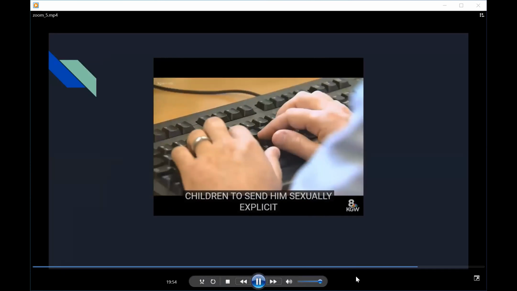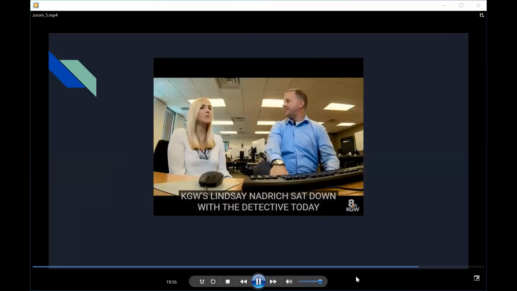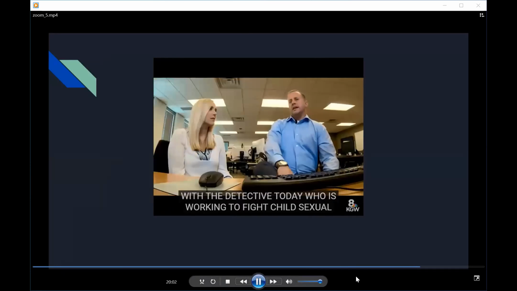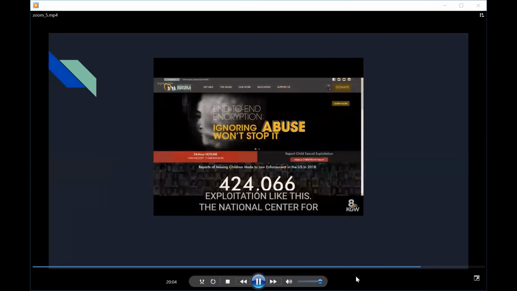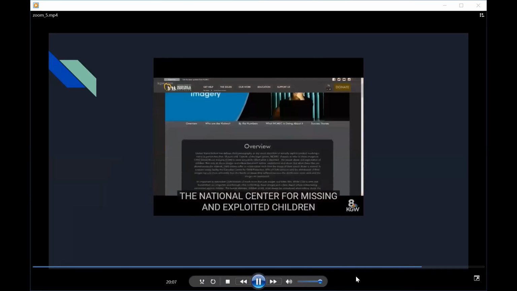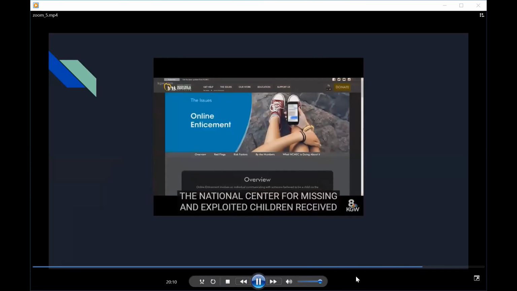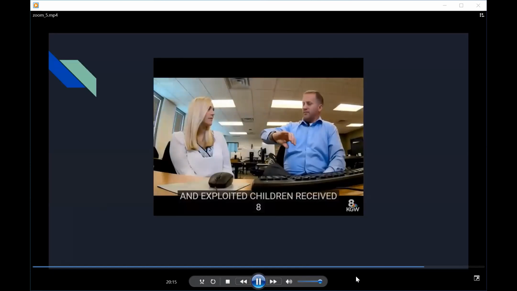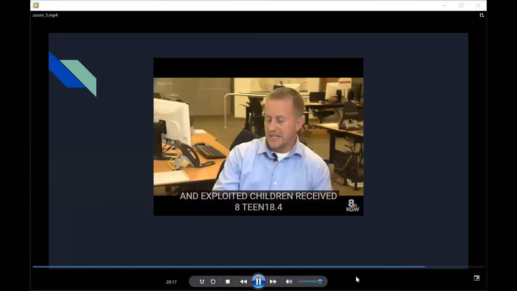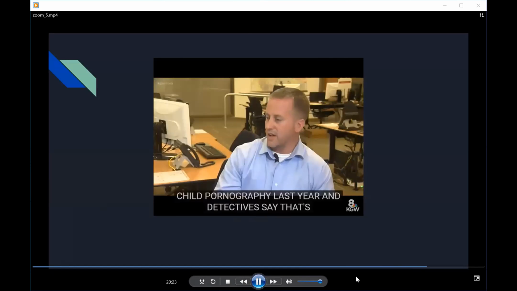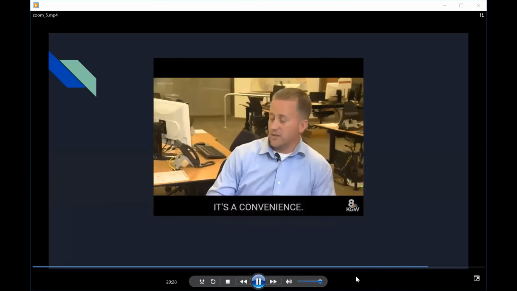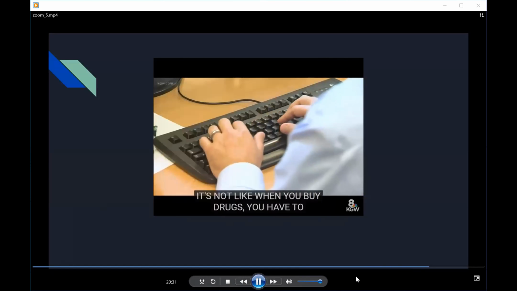The number of child porn images online is horrific. Is it more prevalent than it ever has been? Oh, yeah. The National Center for Missing and Exploited Children received 18.4 million reports of images of child sex abuse last year, and tech companies reported 45 million explicit images of children. That's more than ever before. And detectives say it's in part because it's easier than ever to access. It's a touch away. It's not like when you buy drugs, you have to physically go out and find somebody to buy the drug. Here, it's a click away.